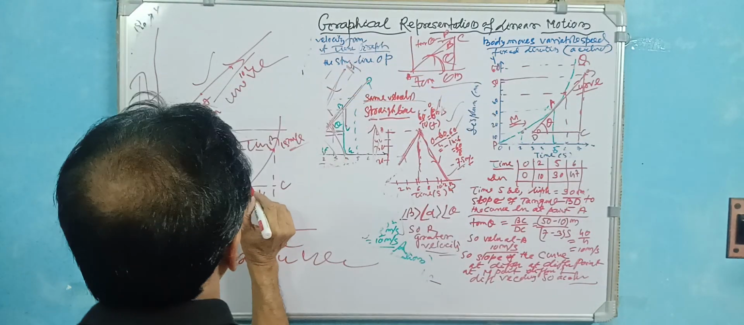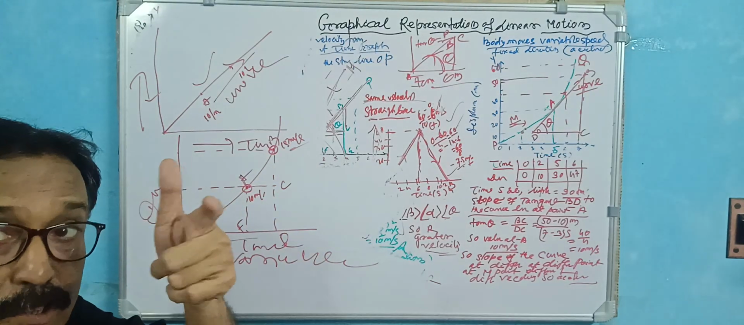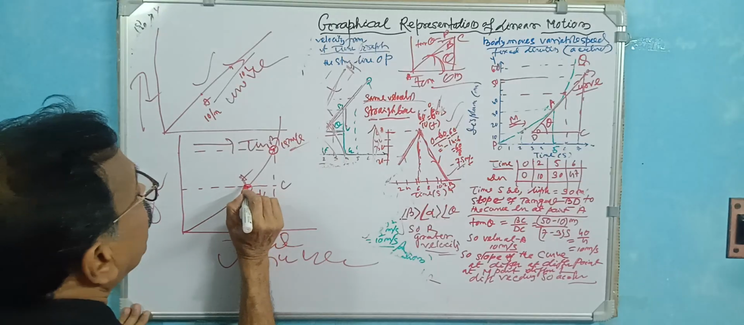You can calculate the velocity at this point. But when you calculate the velocity at this point, the velocity is different. So at that particular point you draw a tangent.